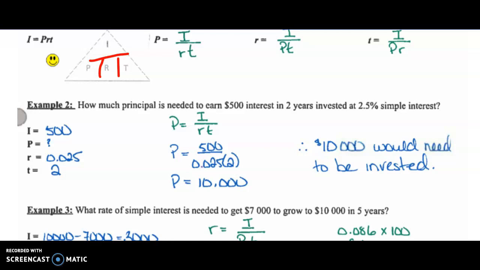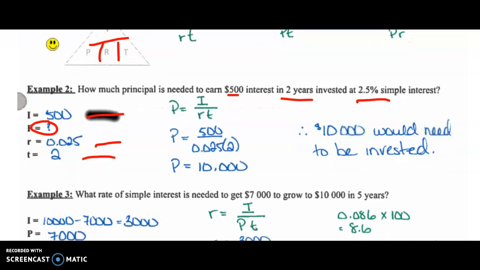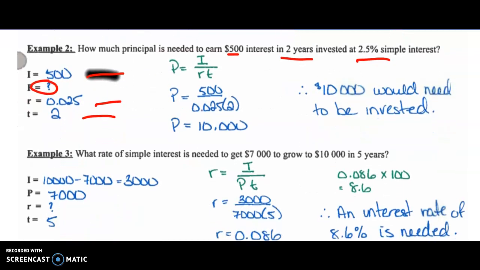So when I look through this here, let's stick with red. I want to earn $500, so that's the interest I want to earn in 2 years, so that's my time, and 2.5%, so that's my rate. So what I'm looking for is P, and then I go back and find the equation, which is this one, write it down, sub it in, and get my P. Okay, and then you can see that the rest of the examples are doing the same sort of thing.